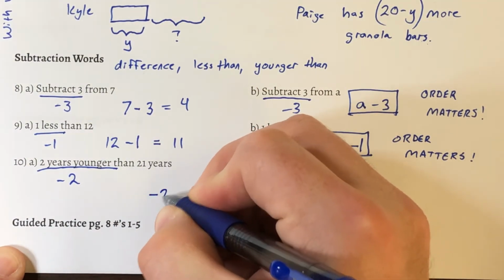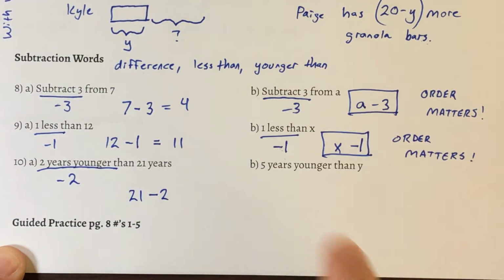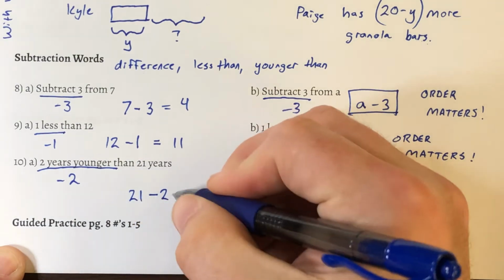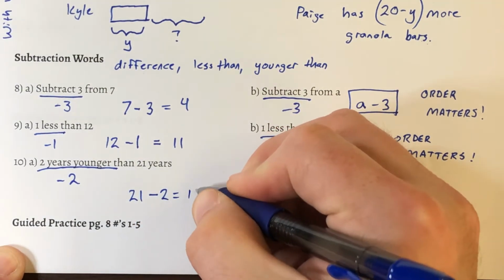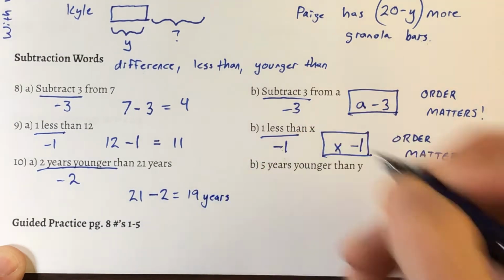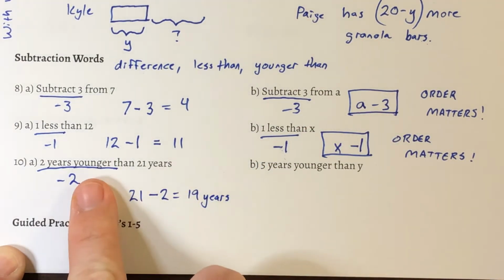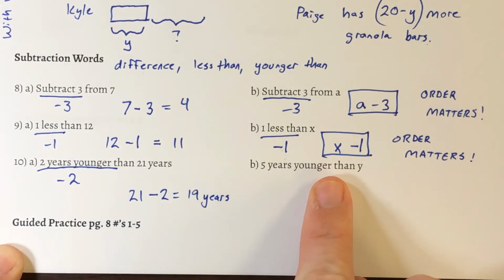So we're going to take away 2 from what? There needs to be a number right here. 21. So 21 years, take away 2 years, you're going to get 19 years. This one has a label. Don't forget your labels. All right, let's apply the same logic with variables, meaning stuff we don't know.